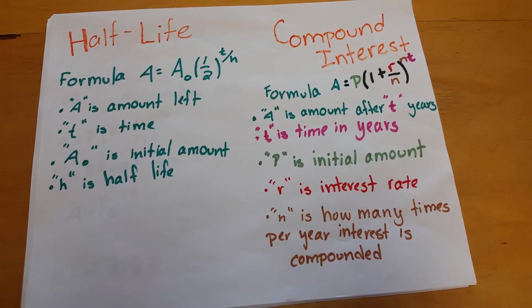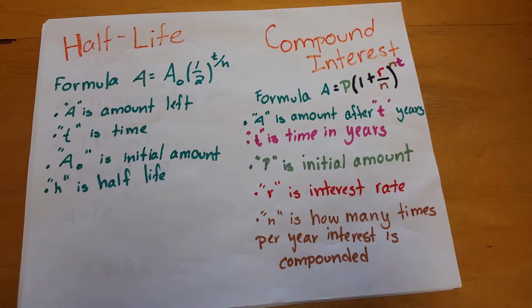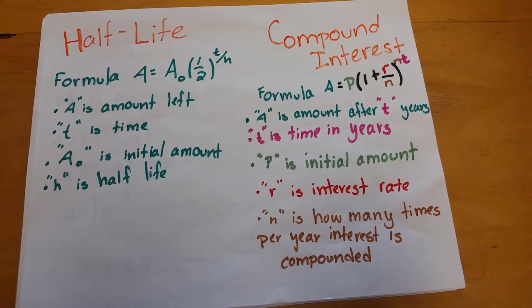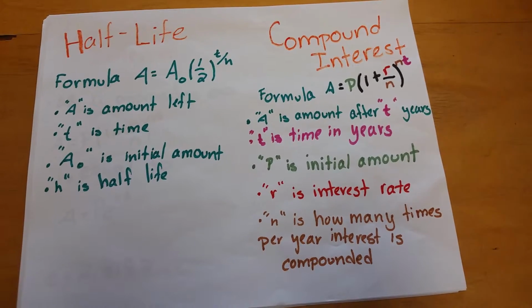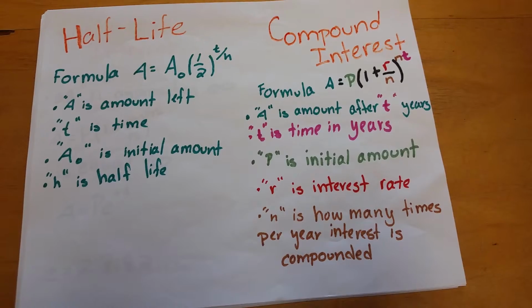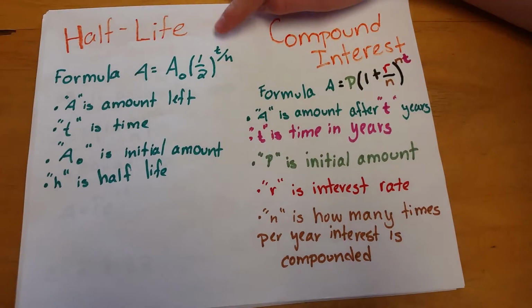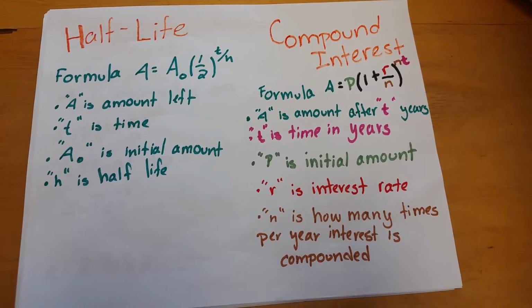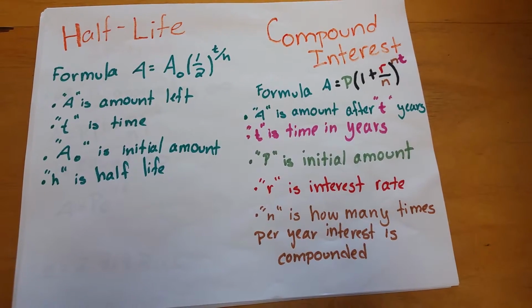There are some special types of growth and decay functions. For example, the half-life formula, which helps us find how much of an element remains after a certain period of time of nuclear decay. In it, a is the amount left, t is time, a of 0 is the initial amount, and h is the half-life.